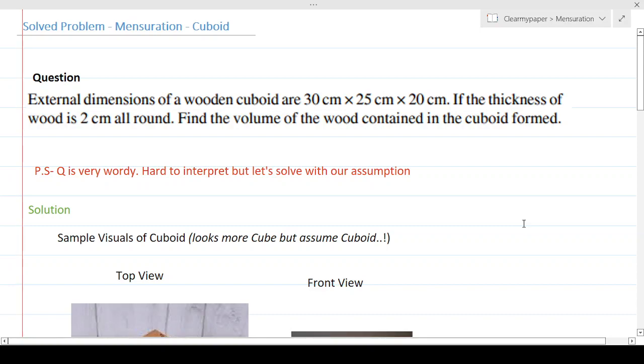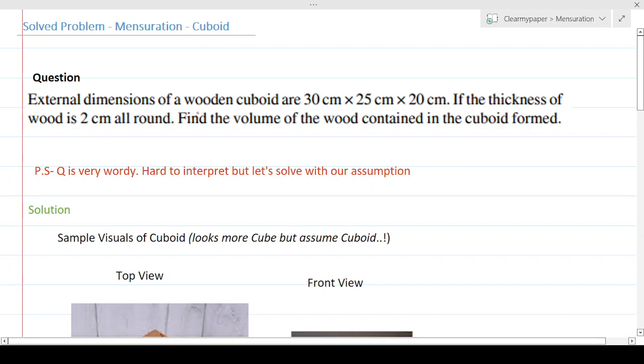All right, let's take the next question on mensuration, topic cuboid. Let's focus on this, and let me change the color of my pencil from red to orange. Red is for something important, so I don't want to overuse that. All right, so let's read this question.